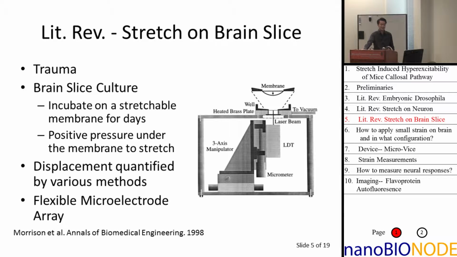And going back to brain slices, so what has been done in the literature? So people usually study brain slices under traumatic conditions, and so they would induce some sort of blast, in this case a vacuum over here, and then it would suck in the membrane, which has some cells plated on it, and this way they would see the dynamics of the cells or culture or tissue. People have also invented some microelectrode arrays, which are flexible, and they would stick on top of the slice, and when it's being stretched, they would get the potential also.